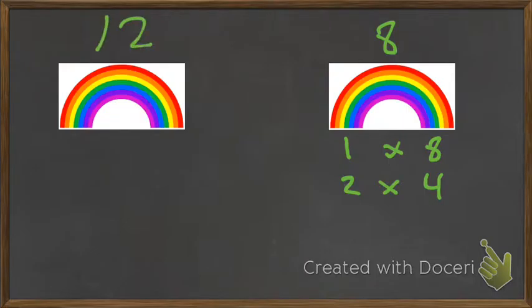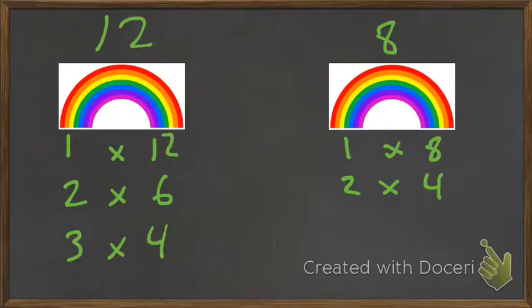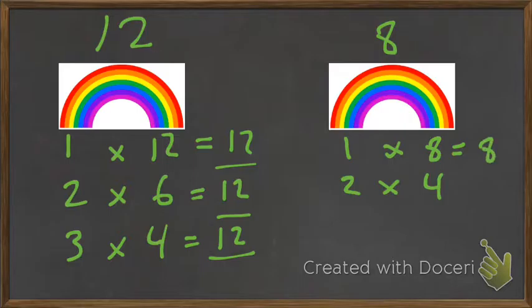Now, if we look at our factoring rainbow, how many ways can we make 12? Well, 1 multiplied by 12, 2 multiplied by 6, and 3 multiplied by 4. If you check the math, all of these should equal 12. Now, I am prone to making mistakes, so you should all probably check that just to be sure. And for 8, we have 1 multiplied by 8 and 2 multiplied by 4. So these are our factors.